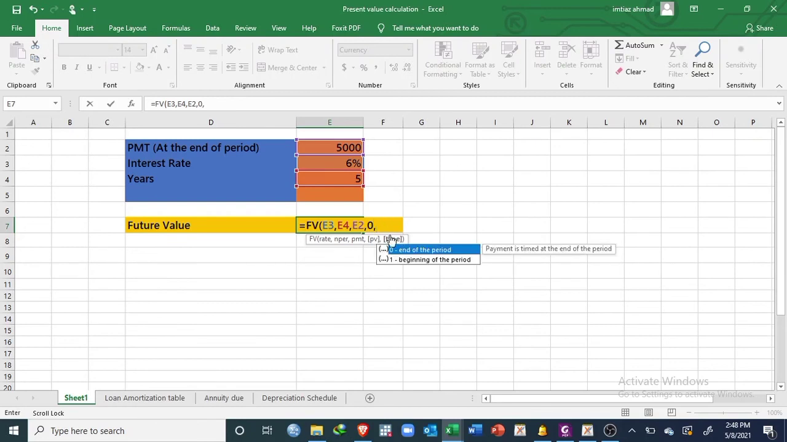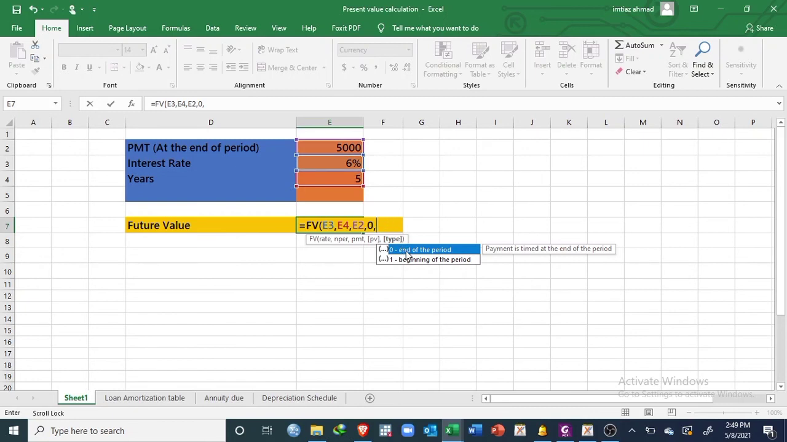Then type option. When you put the comma after 0, two options appear: whether you are making this periodically payment at the end of the period or whether you are paying this amount at the beginning of the year. Since it is the ordinary annuity, meaning that you are paying this amount at the end of the period, you have to select the first option.